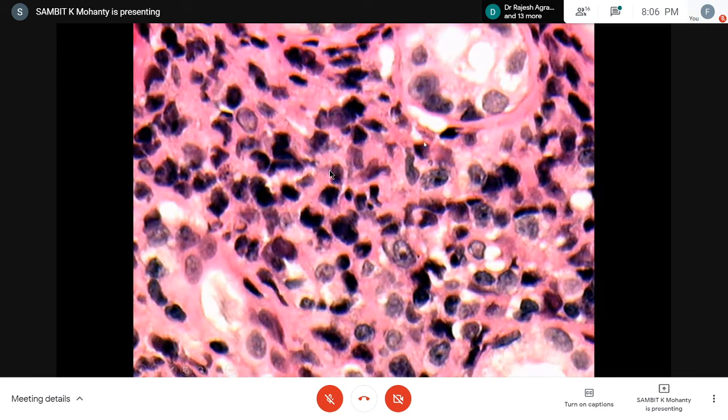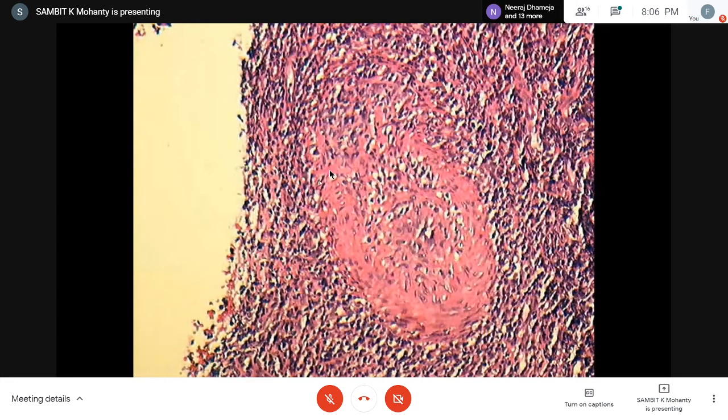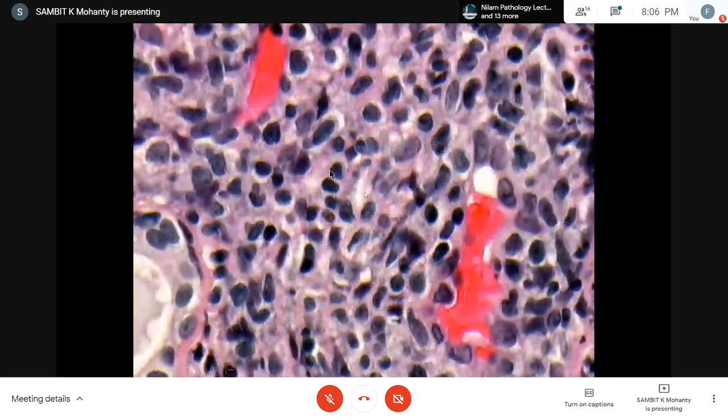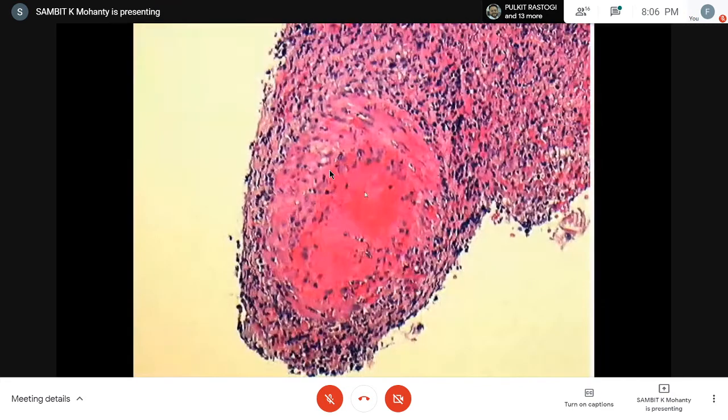And they are kind of surrounding these normal structures without involving them. Maybe one is going in, but the majority are not involved. They are kind of draping around it with prominent nucleoli and all. They're involving a vessel, an artery. This is from another case, not from the same case.